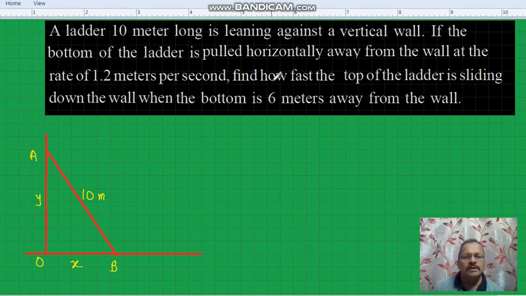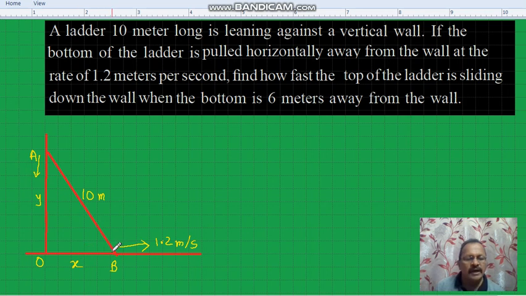Now read the problem again. A ladder 10 meter long we have taken, leaning against a vertical wall. If the bottom of the ladder is pulled horizontally away from the wall, that is, this bottom is pulled away from the wall at the rate 1.2 meter per second, very fast. How fast is the top of the ladder sliding down? Then certainly when we pull B towards the right, this A will come down.